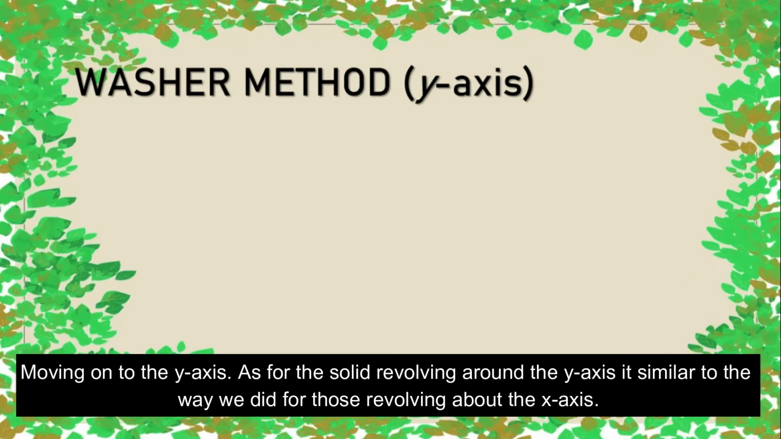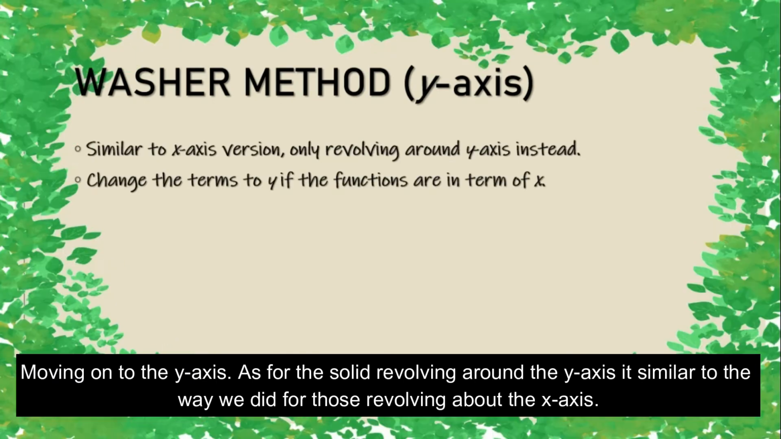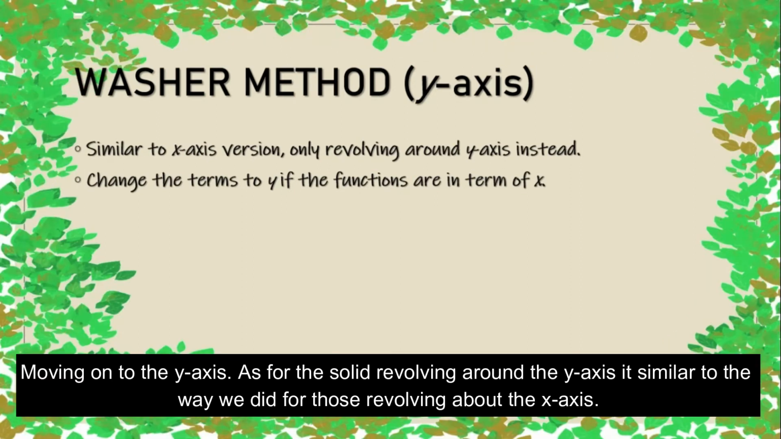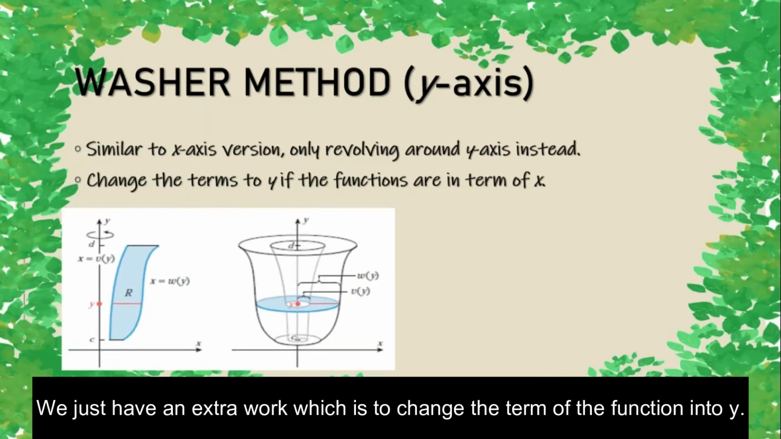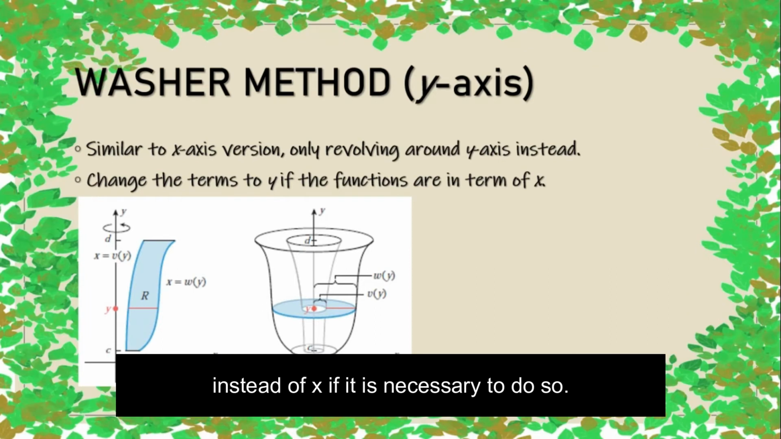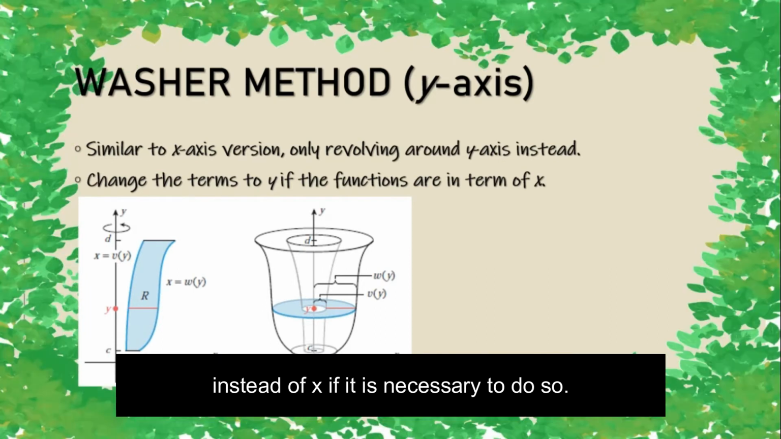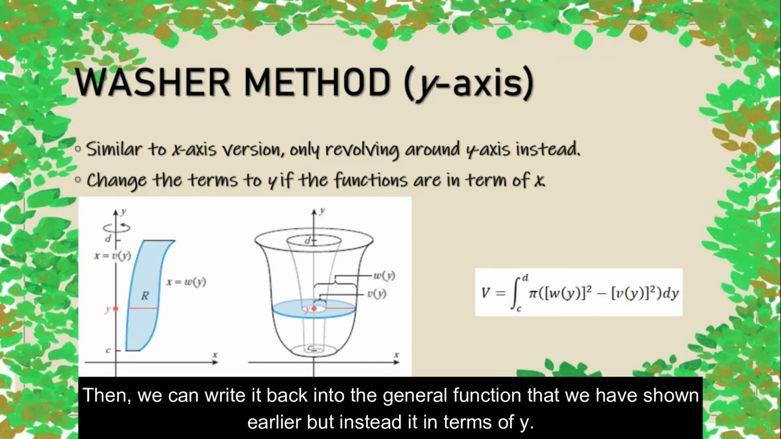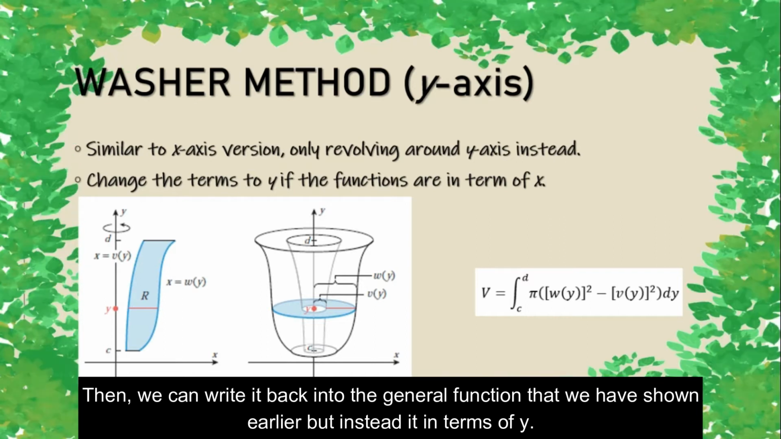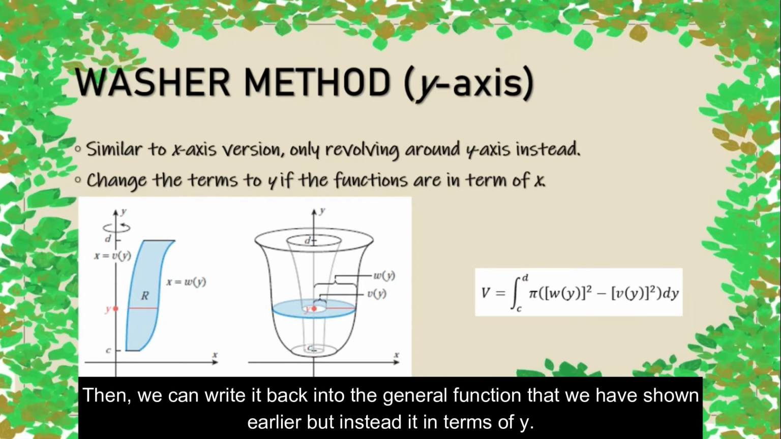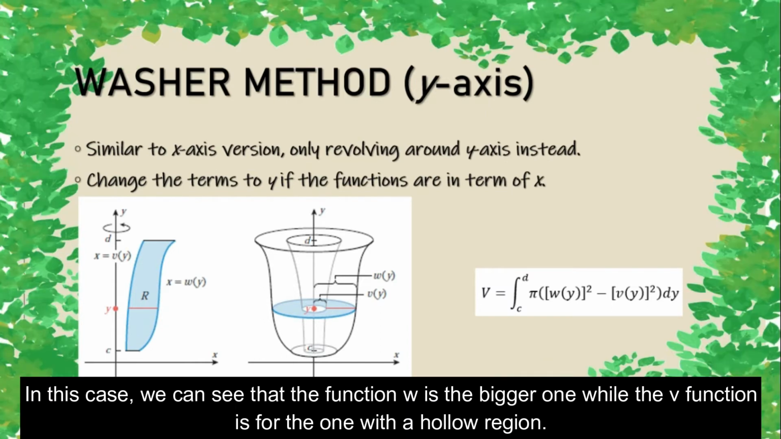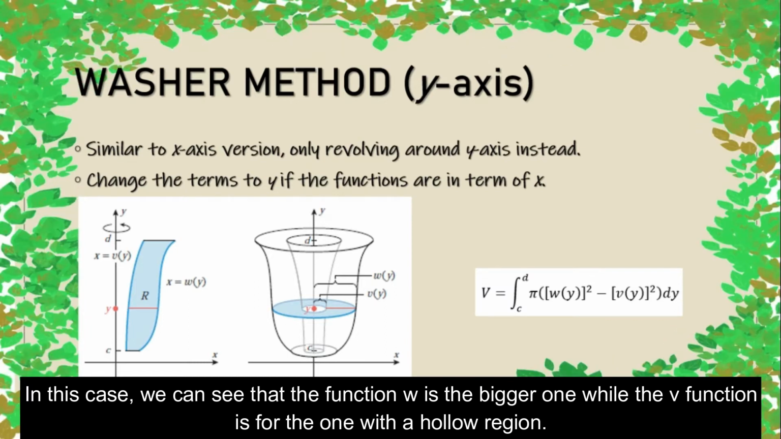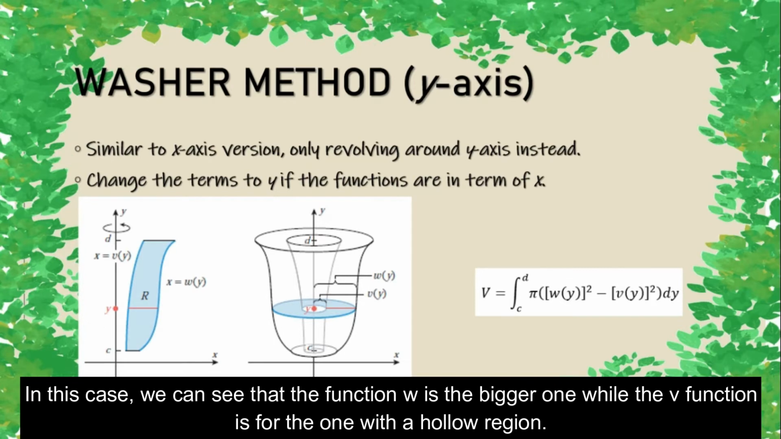Moving on to the y-axis. As for the solid revolving around the y-axis, it's similar to the way we did for those revolving about the x-axis. We just have an extra step, which is to change the terms of the function into y instead of x if it is necessary to do so. Then we can write it back into the general function that we showed earlier, but in terms of y. In this case, we can see that the function w is the bigger one, while the v function is the one with a hollow region.